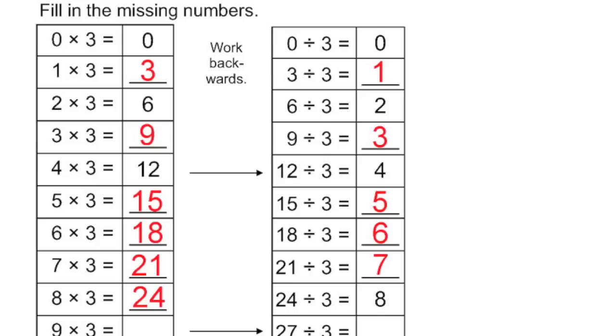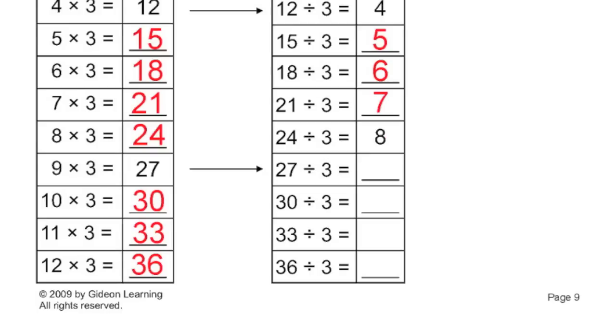So I'm just going to go ahead and finish it off. 9 times 3 is 27. Then we have 30, 33, and 36. Just notice each time it goes up by 3. So then in my division, I'm going to just go backwards. So I'm going to have 9, 10, 11, and 12.